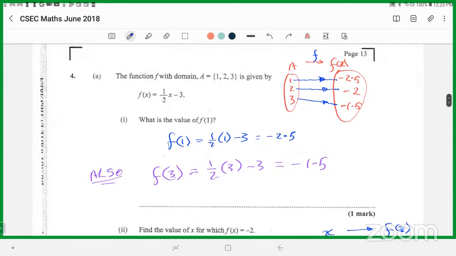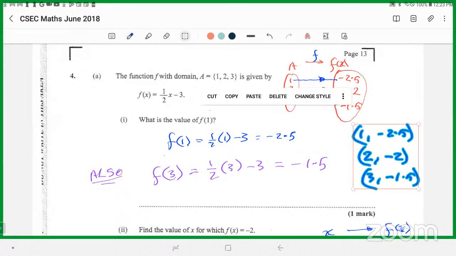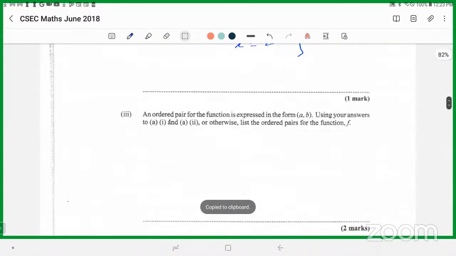If I'm going to list them down here, the 1st pair is 1, negative 2.5. That's this pair. Put it in the bracket: 1, negative 2.5. The 2nd pair is 2, negative 2. And the 3rd pair is 3, negative 1.5. Those 3 things are what the question asks us for, the pairs. I cut it and paste it down here. So that's what this asks for down here.